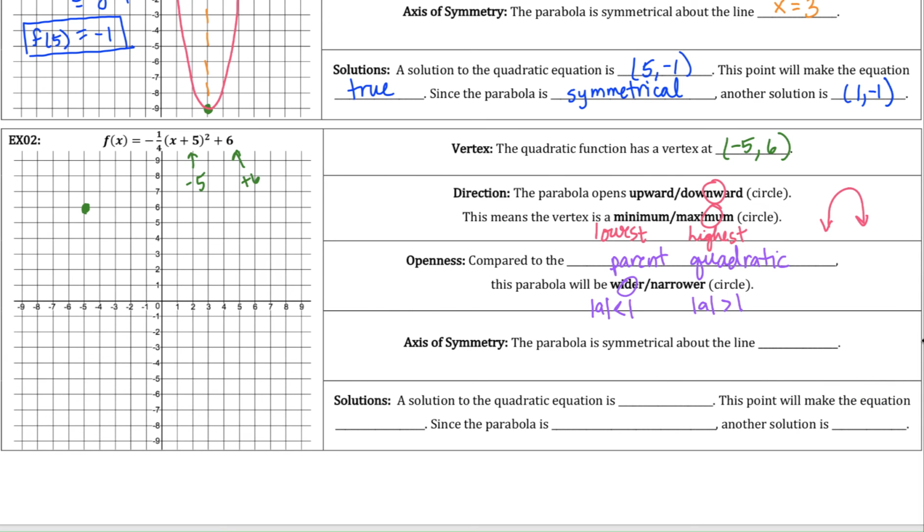Okay, so let's go ahead and put our vertex in. Oh, we already did. And let's talk about our axis of symmetry. That means it will be symmetrical about this line, right? It'll be like a reflection over this line, which is x equals -5. So x equals -5.